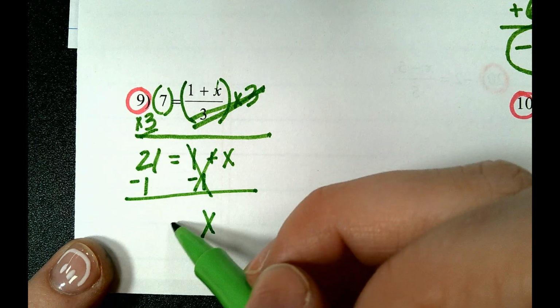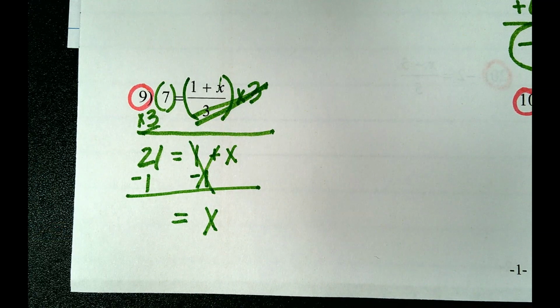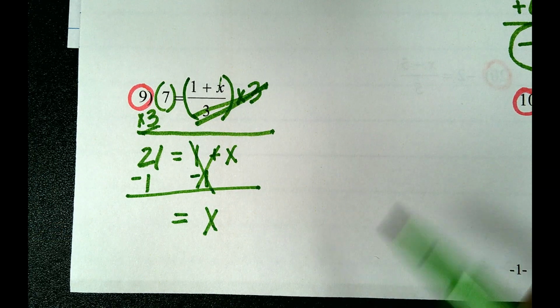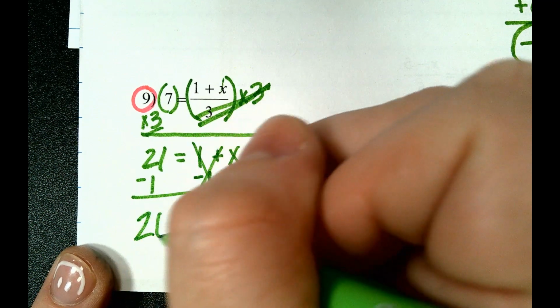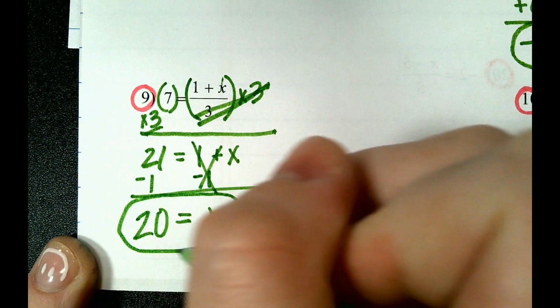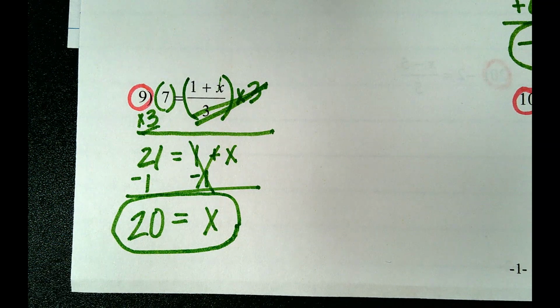Bring that x down. Equal 20. Good. x equals 20. Okay. Number 9.